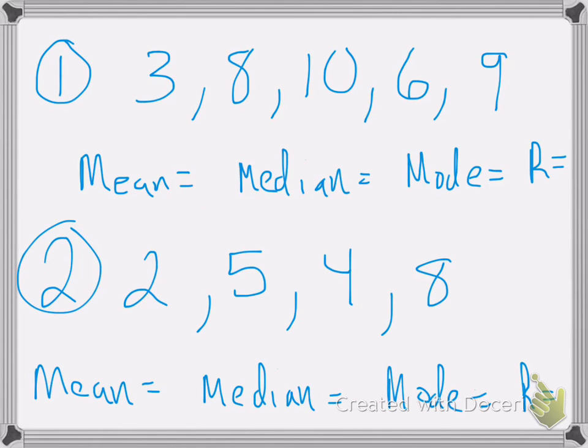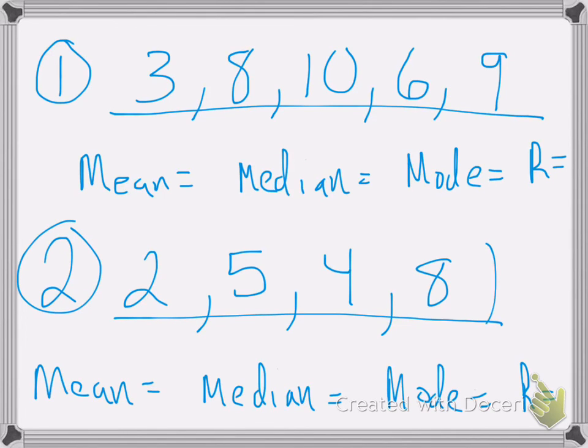All right, so these are your two questions for mean, median, mode, and range. What I need you to do is find the mean, median, mode, and range of these sets of numbers. Okay? Remember, mean, you add and divide. Median, you find the middle. Mode is the one that appears the most. Range is the largest minus the smallest. Okay? Make sure you find those things for these sets of numbers.